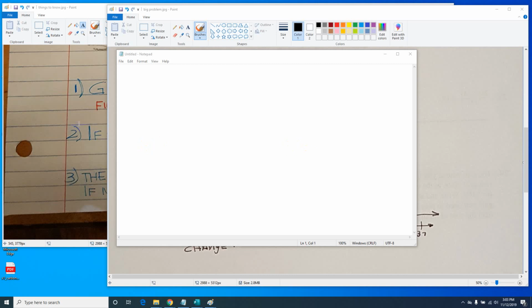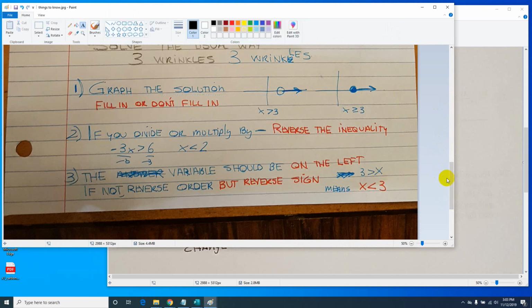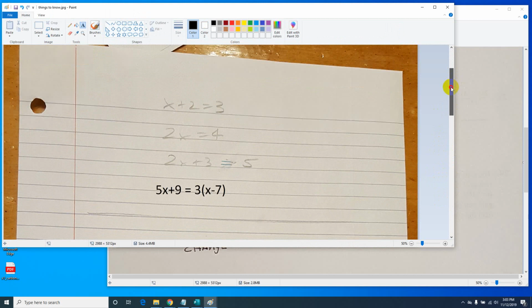Hello, this is to prepare you for the test on Chapter 3. Where are we? Okay, Chapter 3. You basically start with equations like these. Some of the stuff you did in Chapter 2, but Chapter 3 in particular, you did that last one: 5x plus 9 is 3x minus 7.